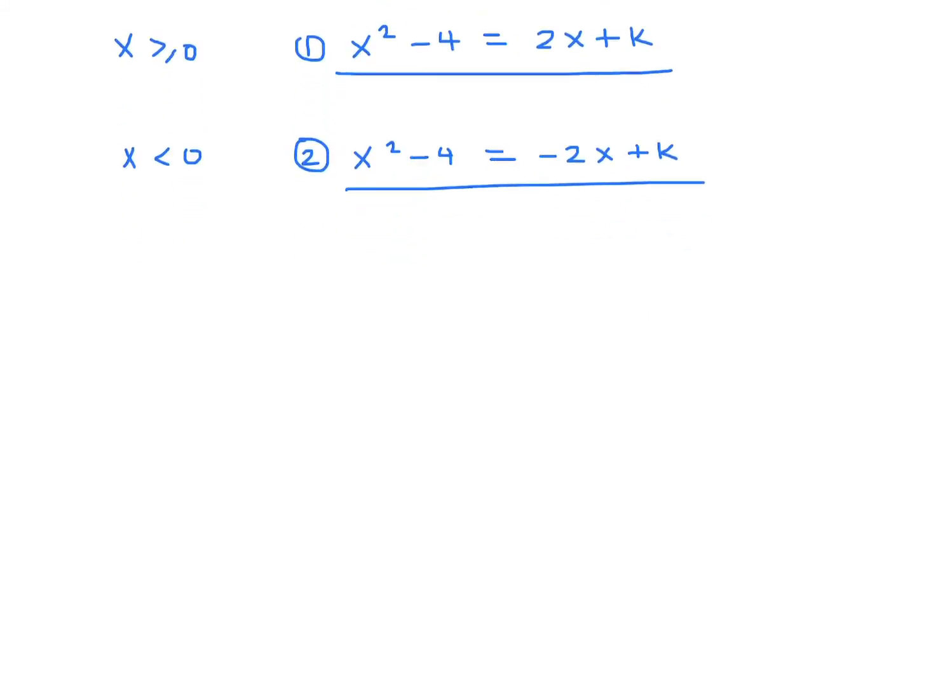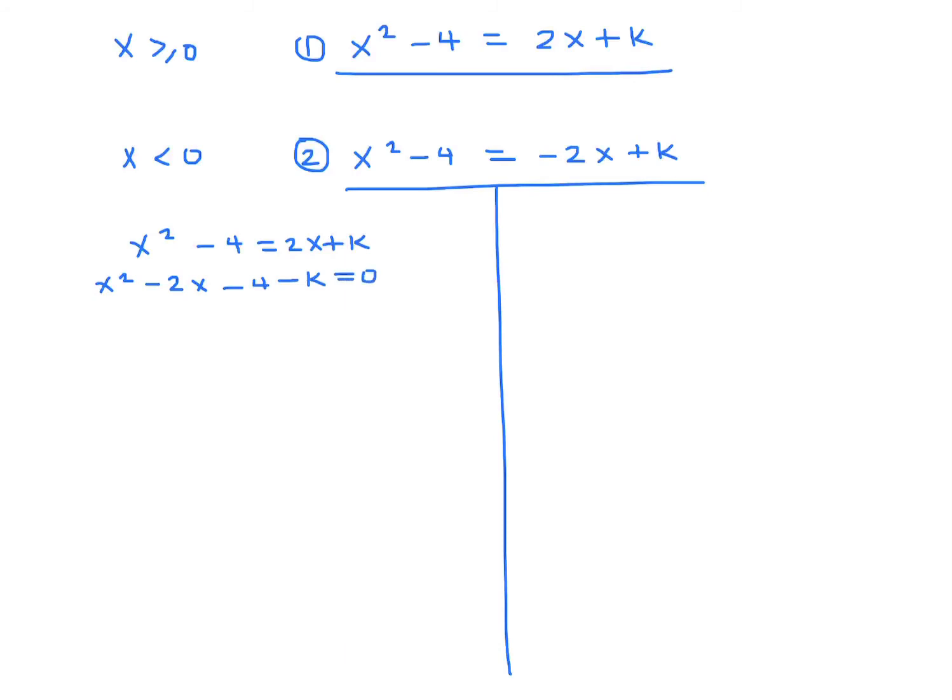The first one would give us x squared minus 4 is equal to 2x plus k. And therefore we have x squared minus 2x minus 4 minus k is equal to 0, like that. And this is probably going to be a quadratic, so just write it out in the standard form.